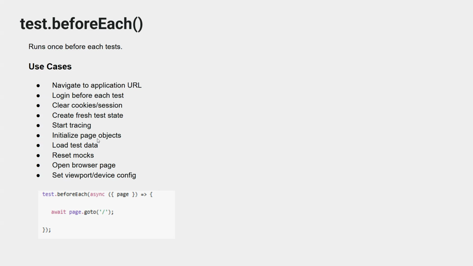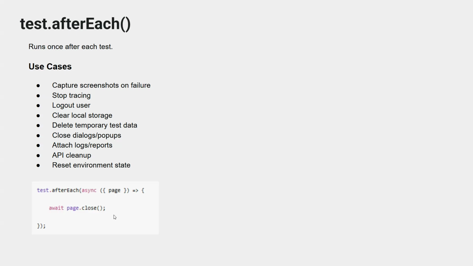BeforeEach gets executed before each of your tests. The important thing to remember here is it gets executed for each of your test functions and not the spec files. So if you have 5 test functions, it will get executed before each of them. So you can put code like navigating to a base URL or clearing cookies or starting a fresh test state, all this as part of the beforeEach hook.